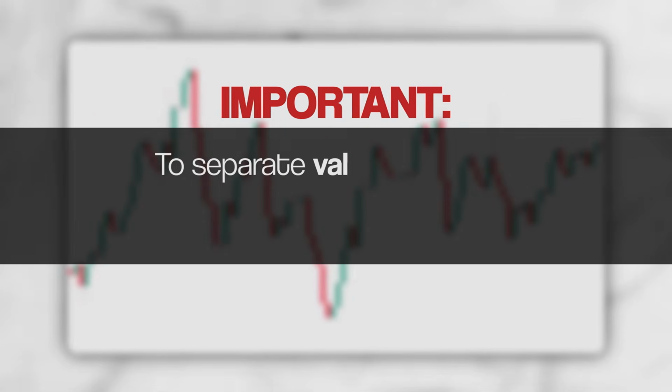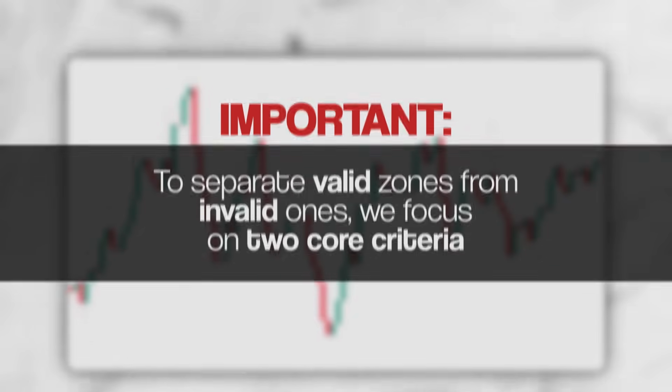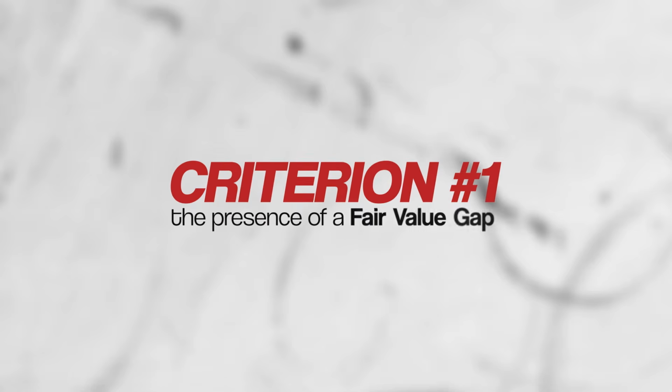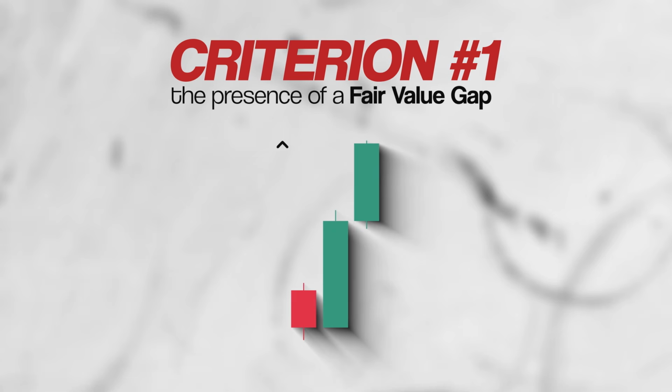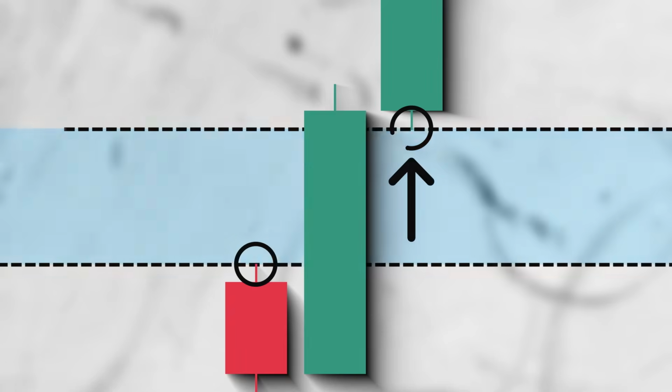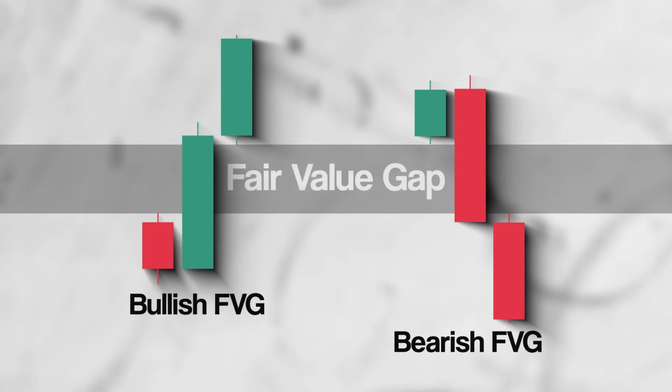To separate valid zones from invalid ones, we focus on two core criteria, and the first one is the presence of a fair value gap. A fair value gap forms during a strong, impulsive move made of three candles. In a bullish move, the high of the first candle does not overlap with the low of the third candle. In a bearish move, the low of the first candle does not overlap with the high of the third candle. The price range between those two candles is the fair value gap.